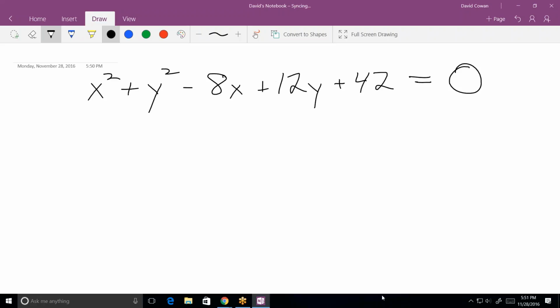Hold on. Well, I was going to say you can't have a negative radius squared, but it's not going to stay negative 42, because as I complete the square, I'm going to be adding numbers over on the right side to balance it. So it wants us to find the equation of a line that is tangent to that circle equation at the point 5 comma negative 3.